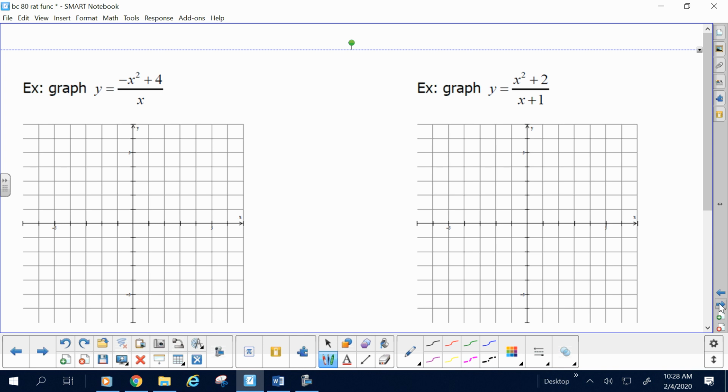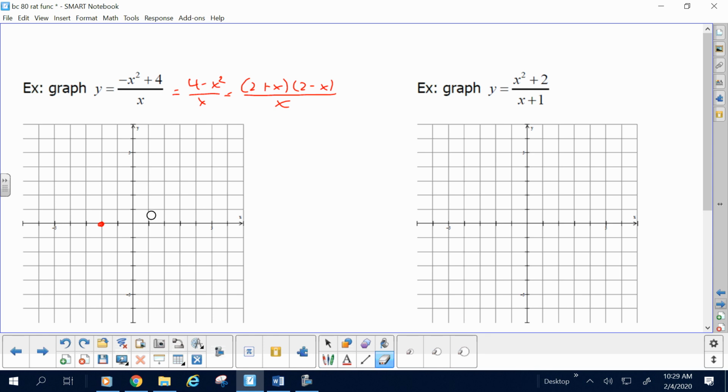This will be a little more new here. All right, now check this out. This is 4 minus x squared over x, or (2 plus x)(2 minus x) over x. Does this have any holes? No. Okay. And does it have any x-intercepts? And if so, where? -2 and 2. Does it have any vertical asymptotes? 0. Okay. Now, get ready to get wacky here.